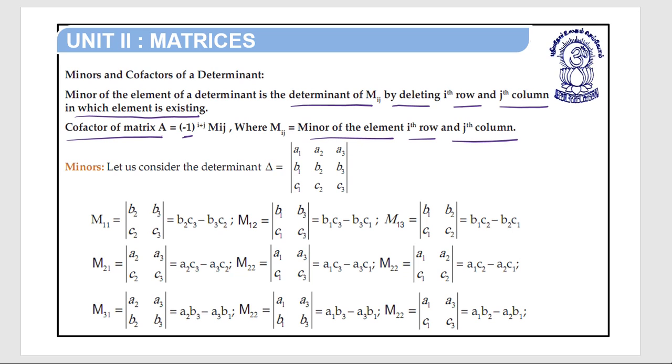So, for minors, let us consider the determinant delta with rows a1, a2, a3, b1, b2, b3, c1, c2, c3. For M11, deleting the first row and first column, you will get b2, b3, c2, c3, so b2 c3 minus b3 c2. For M12, deleting the first row and second column, you will get b1, b3, c1, c3, so b1 c3 minus b3 c1.